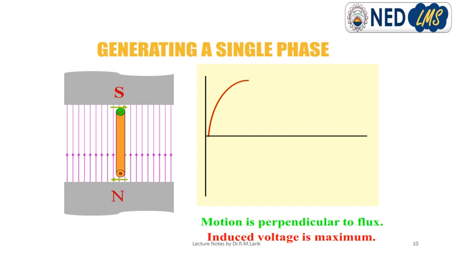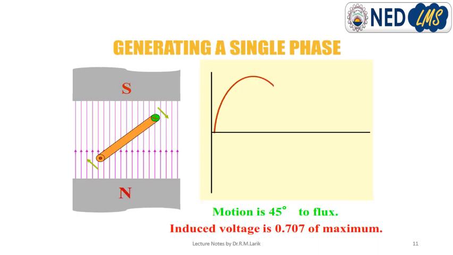Now see this slide. When the conductors come exactly perpendicular to the magnetic flux lines, that is when maximum voltage is induced in the conductor. See the waveform, it attains its peak over here, the maximum value, because the angle is maximum, that is 90 degrees between the magnetic flux lines and the conductor. Now this conductor further moves to 45 degrees, and this value of induced voltage is again 70% of the maximum value.